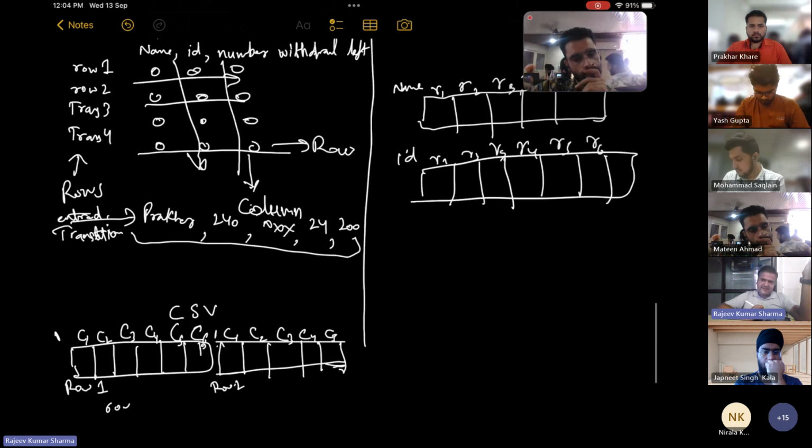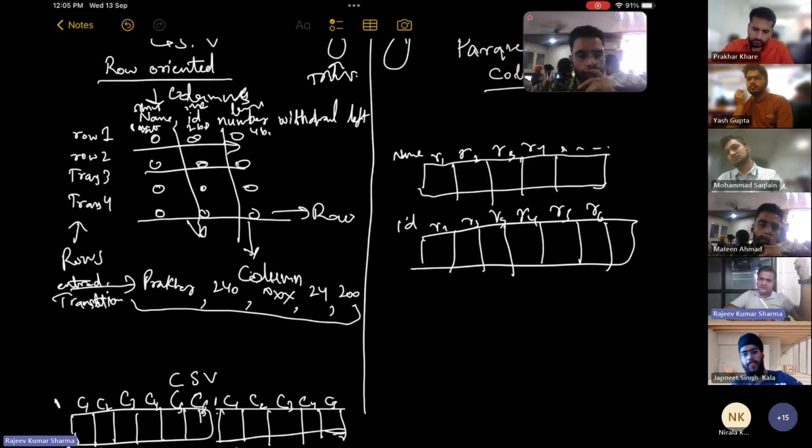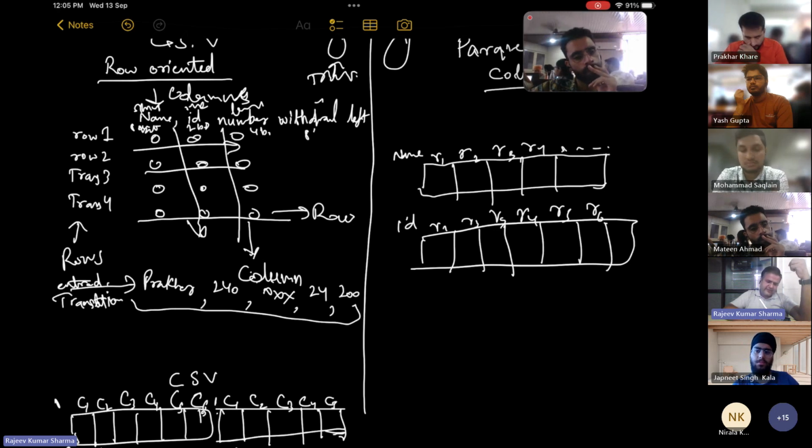But the problem in this CSV or row oriented database is it has a very low compression ratio. The size of the database will be very large, because on the disk itself, when I will be saving, every column will have a different size. Maybe name is a string, and it will have, let us suppose, 8 char. 8 means 8 bit. I'm supposing ID will be int. It will have 2 bit. Number will be long int. Maybe it has 4 bit. We'll be taking such sizes over the hard drive, and withdrawal will have, let us suppose, 8 bit, and left will have some 2 bits or anything.